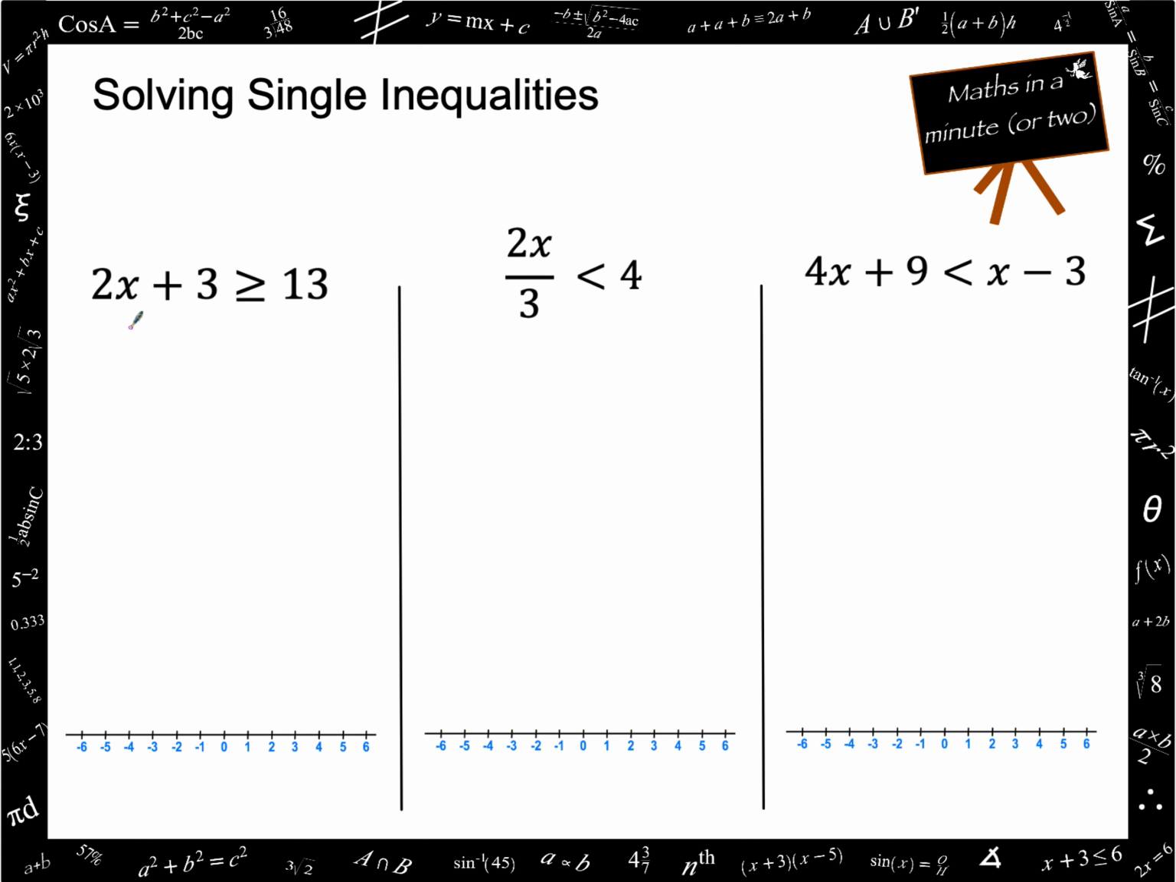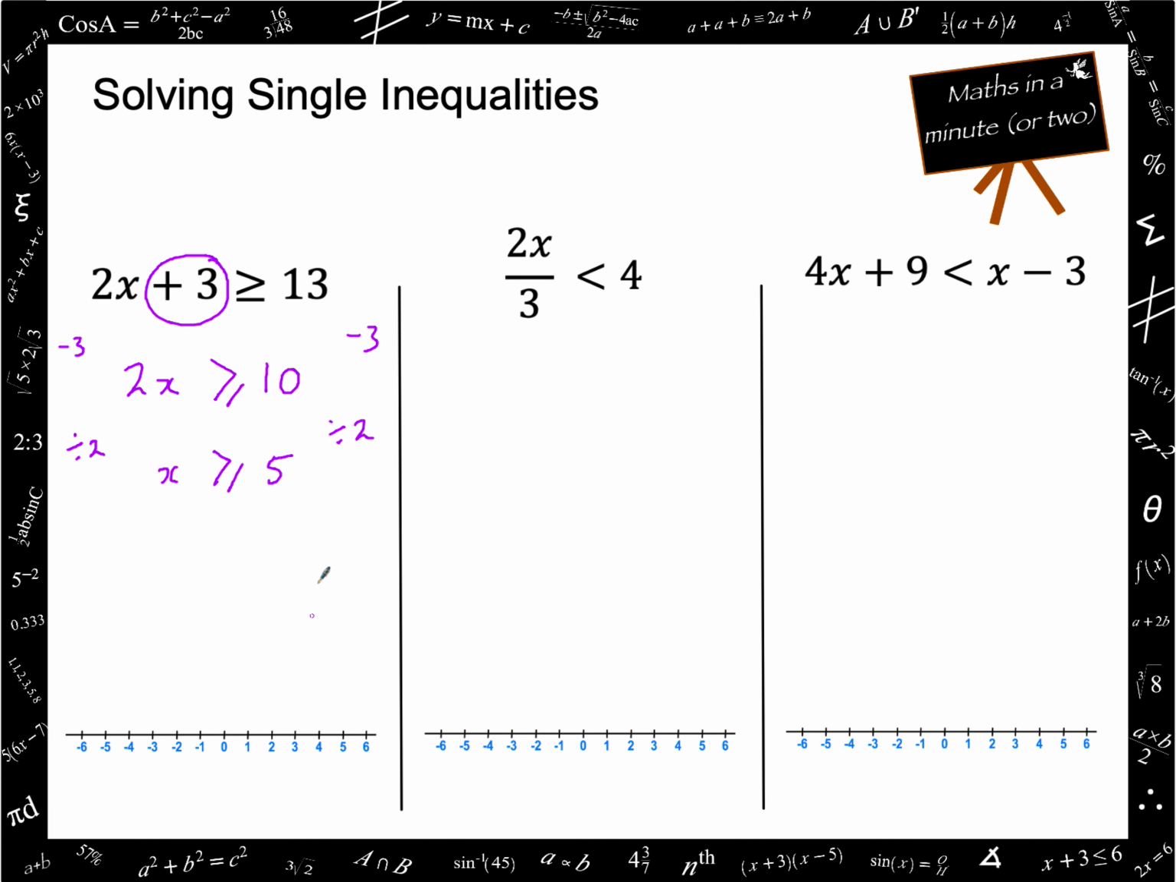So we want x's all on their own. At the moment we've only got x's on one side on this one. So the first thing we're going to do is get rid of this plus 3 by taking away 3 from both sides. That gives us 2x on the left is greater than or equal to 13 take 3, which is 10 on the right. Now we need to get rid of the 2 because we want to get down to 1x, and to do that we're going to divide both sides by 2. That means that x is greater than or equal to 10 divided by 2, which is 5.